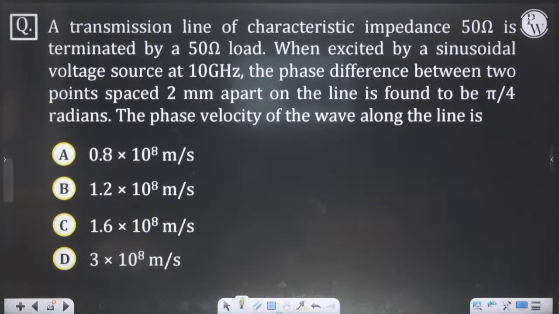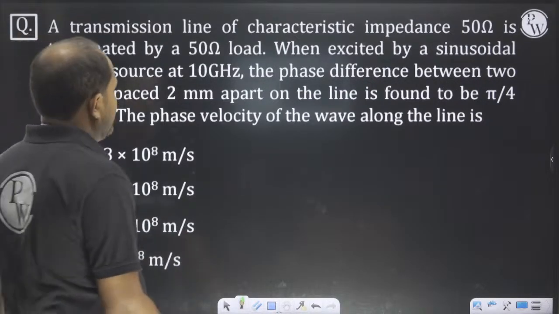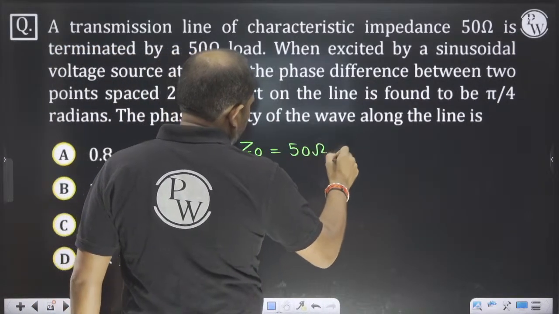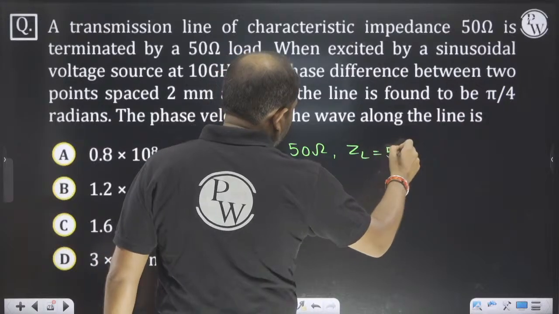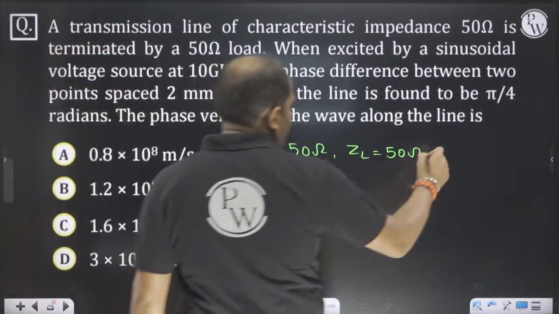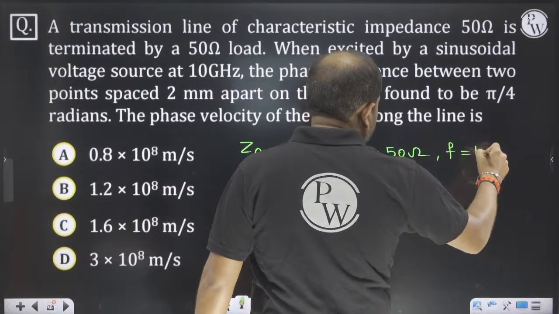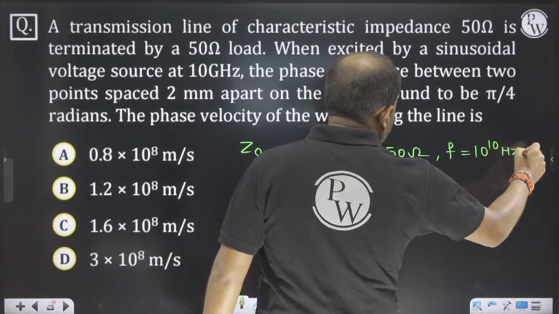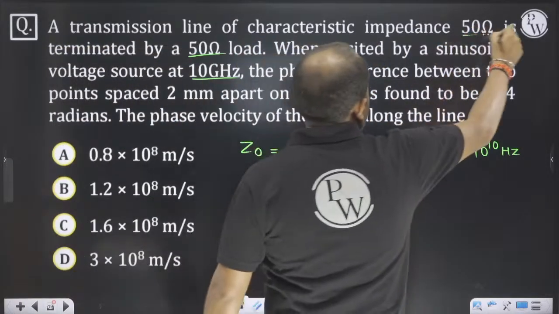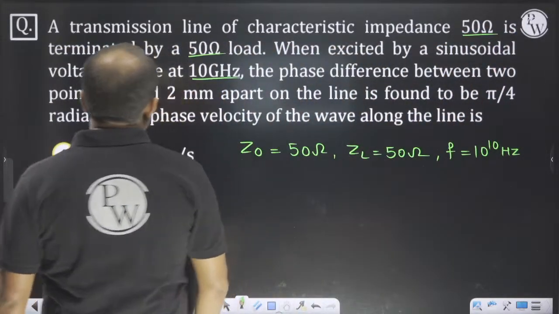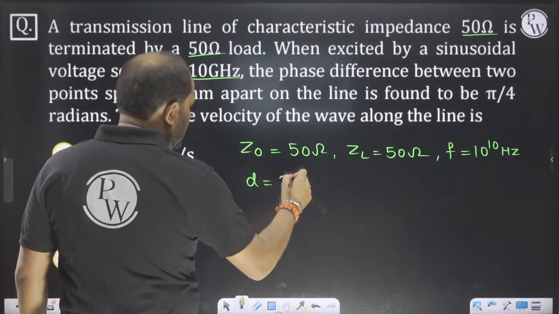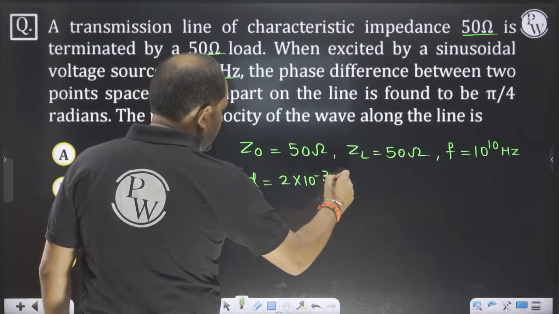A transmission line has characteristic impedance 50 ohm and load impedance 50 ohm. Then you have a sinusoidal voltage source, frequency given as 10 gigahertz, that is 10 to the power 10 hertz. What is the phase difference between two points? The distance is given as 2 mm, that is 2 into 10 to the power minus 3 meter.